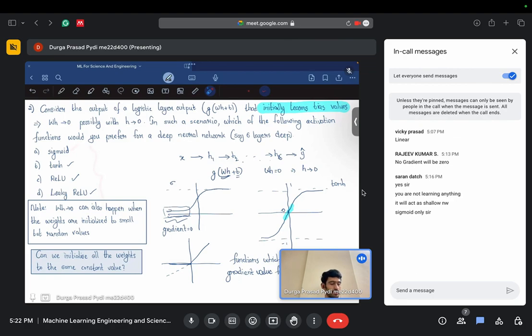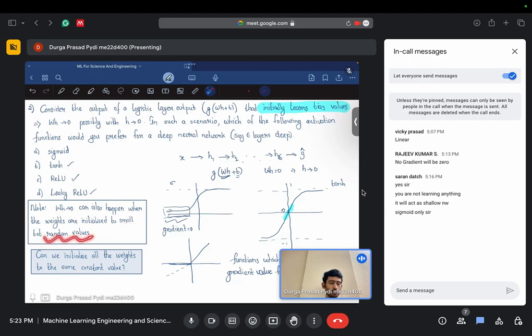So why is this question relevant here? Because this is a scenario where you have WH tending to 0. All of this is for the case where H is tending to 0. An alternate scenario can arise where W could actually tend to 0 instead of H tending to 0. Even in that scenario, you won't be learning anything. That could happen when you are initializing small random values.